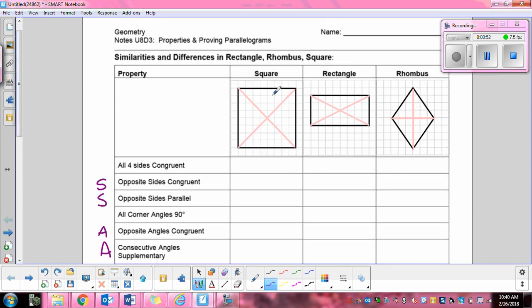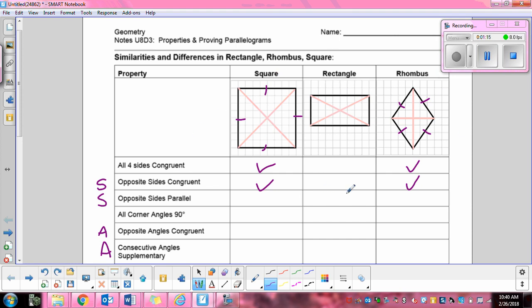So we know squares are the ones where all sides are congruent. That is true in a square and a rhombus. All my sides are congruent. So this side is congruent to this side, and this side, all four congruent. In a rectangle, that's not true. Only my opposite sides are congruent. So opposite sides are congruent. Of course, that's true in a square and a rhombus. If all of them are congruent, then definitely the opposite ones are.